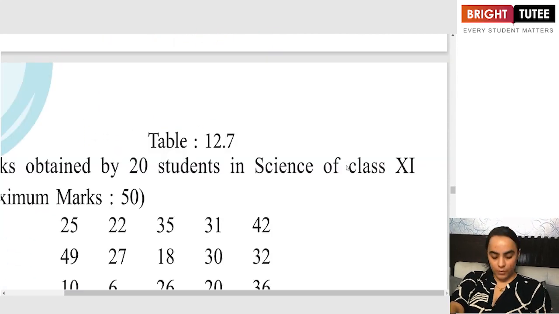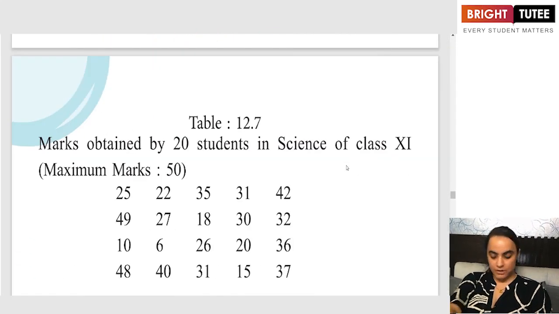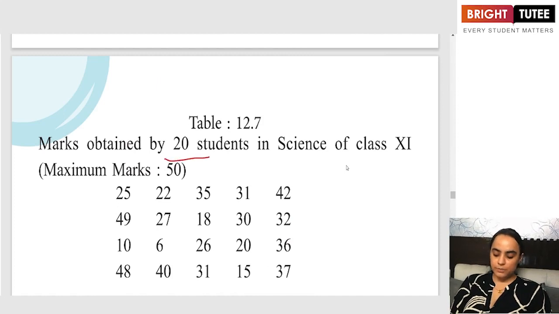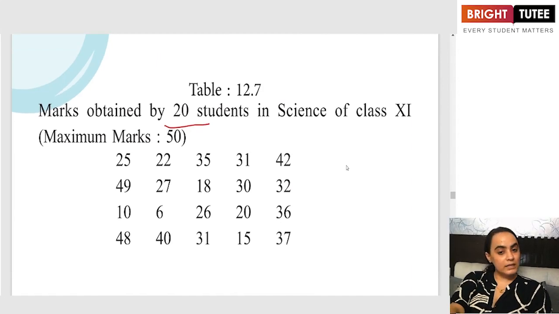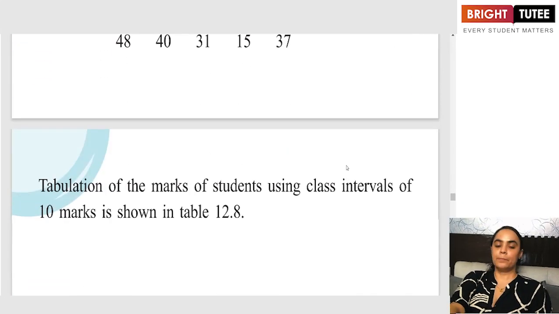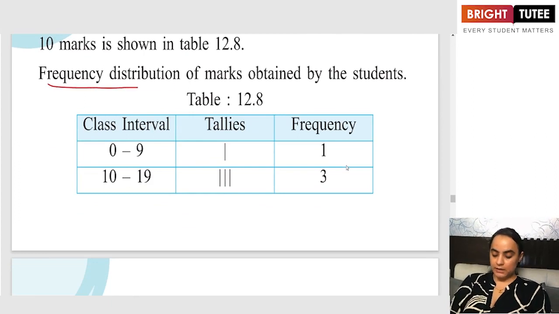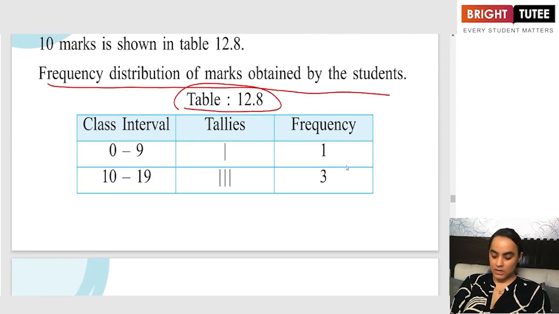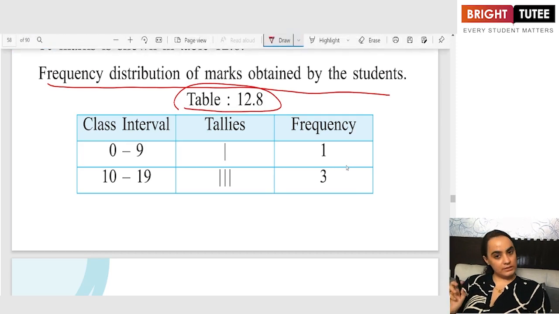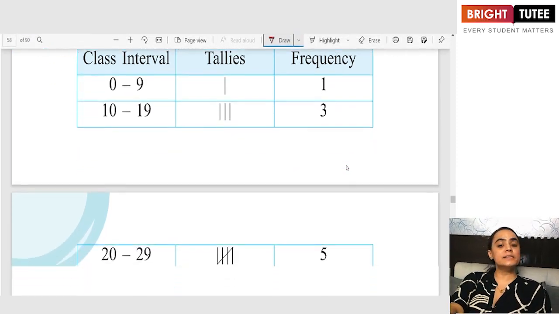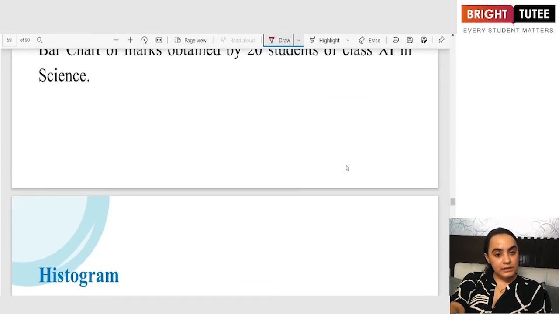There is another question which you can see on your screen. Marks obtained by 20 students in science. The marks obtained by 20 students are given to you. You will again first tabulate the data. You give the title, frequency distribution of marks obtained by the students. Table number is 12.8 and the first column is class interval, then tally. Again, let us depict it graphically now.